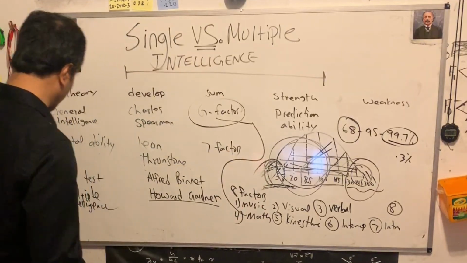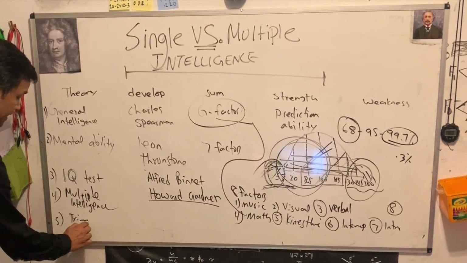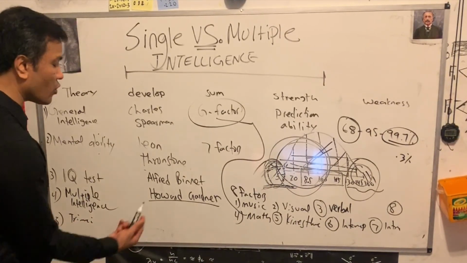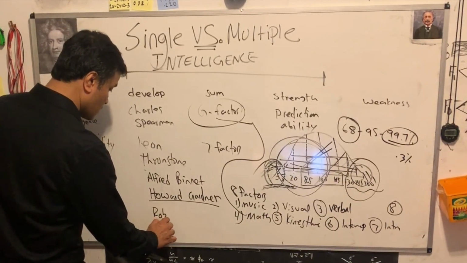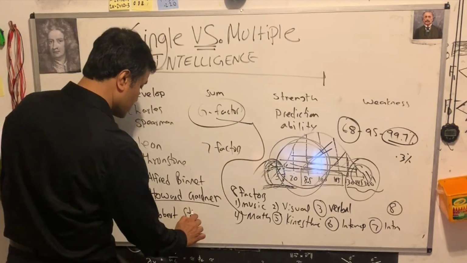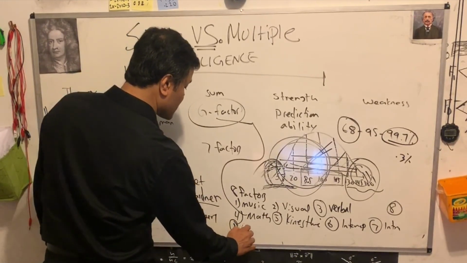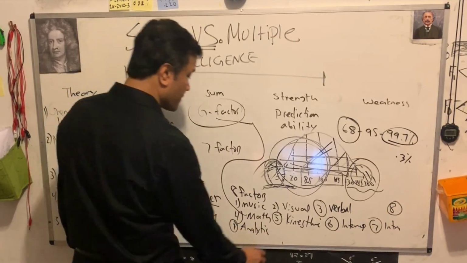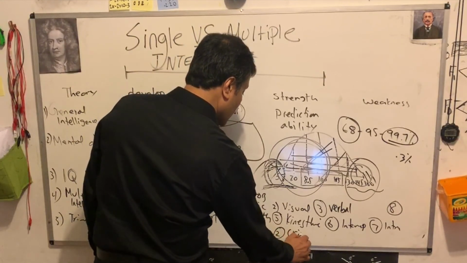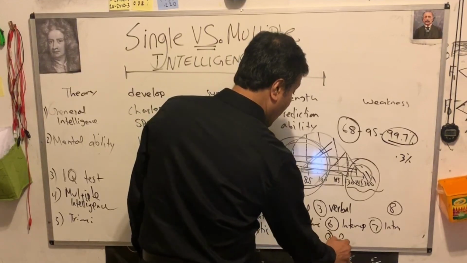Now number 5, there is another school of thought, the final one, the triarchic. Tri, meaning 3. Who developed that one? Robert Sternberg. No wonder, he might have been very stern. These are the 3 factors. Number 1 is analytic, which is math. Number 2 is creative. And number 3 is practical.